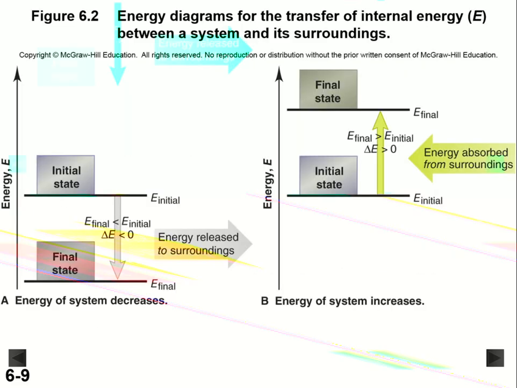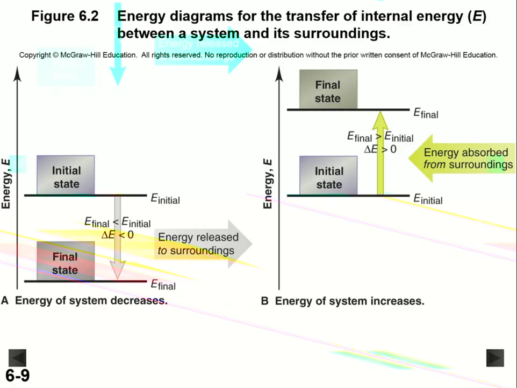Here are diagrams to help us visualize these transformations. On the left-hand side, we have an energy level diagram. The vertical arrow, energy, shows energy increasing. And the green box, the initial state of the system, that's the starting condition of your system. That might be the reactants in a chemical reaction. They're at the energy state E initial.